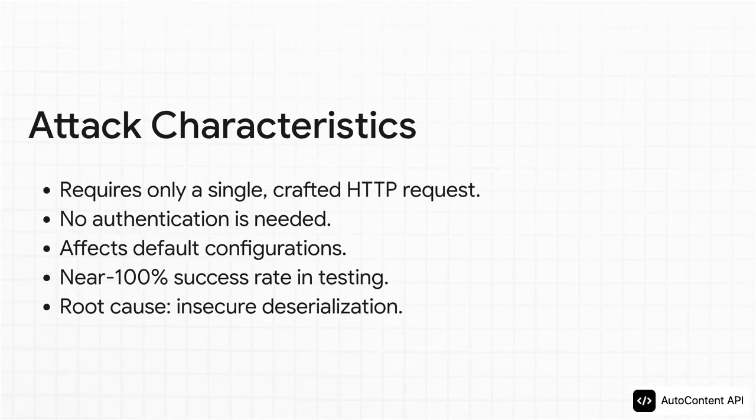The details here, they really paint a grim picture. All an attacker needs is one single, specially crafted HTTP request. That's it. They don't need to be logged in. And this isn't some weird, obscure setting you have to turn on. This affects the default out-of-the-box setup. When they tested this, the success rate was nearly 100%. And the root cause? It's a classic but super dangerous flaw called insecure deserialization. Basically, it means your server is just blindly trusting the data it gets sent, and an attacker can trick it into running whatever commands they want.